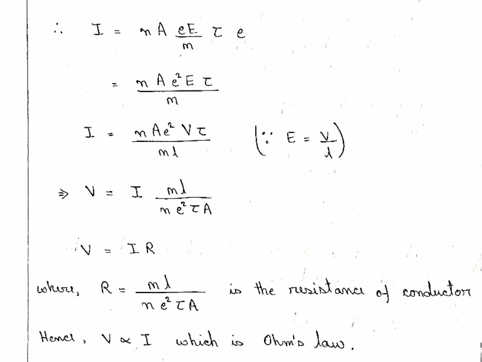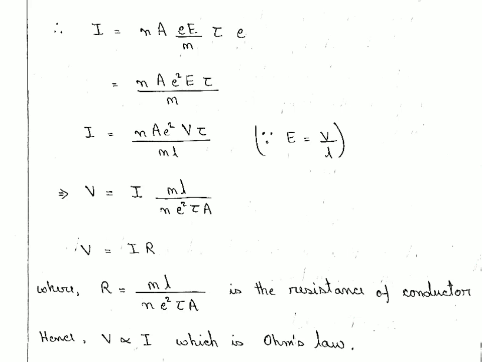Then we can write this equation as V equal to I, upon cross multiplication, times mL divided by ne squared tau A. Now m is the mass of the electron. L is the length of the conductor. We keep it constant. We will not change the length. Now small n is the electron density. This also depends upon the material of the conductor. So here we're using the same material. So n is constant. e is the elementary charge, which is constant.